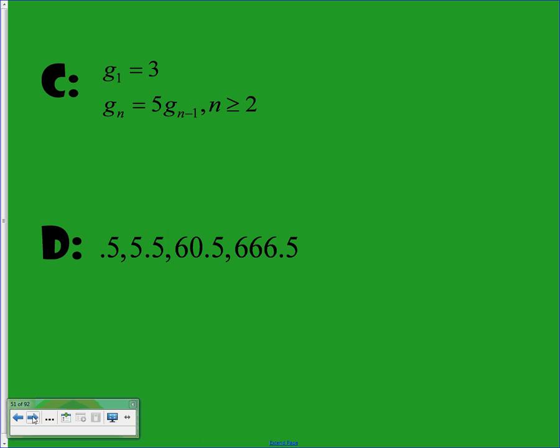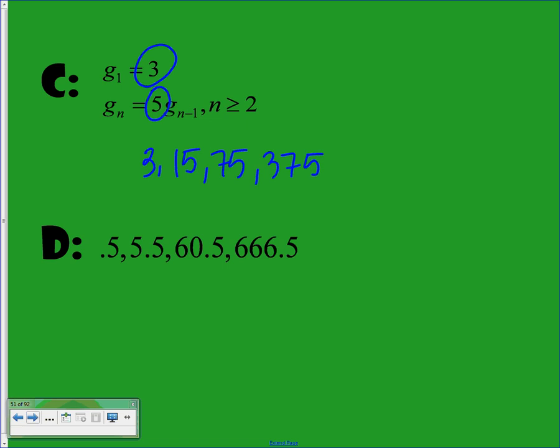So if I'm given this formula and I'm asked to find the first four terms, it's pretty easy. I already know that my first term here is 3. And down here, this is my ratio. It says take 5 times my previous term. So 3 times 5 is 15. Then take 5 times my previous term, which is 15, which will give me 75. 75 times 5 is 375. So there's my sequence.